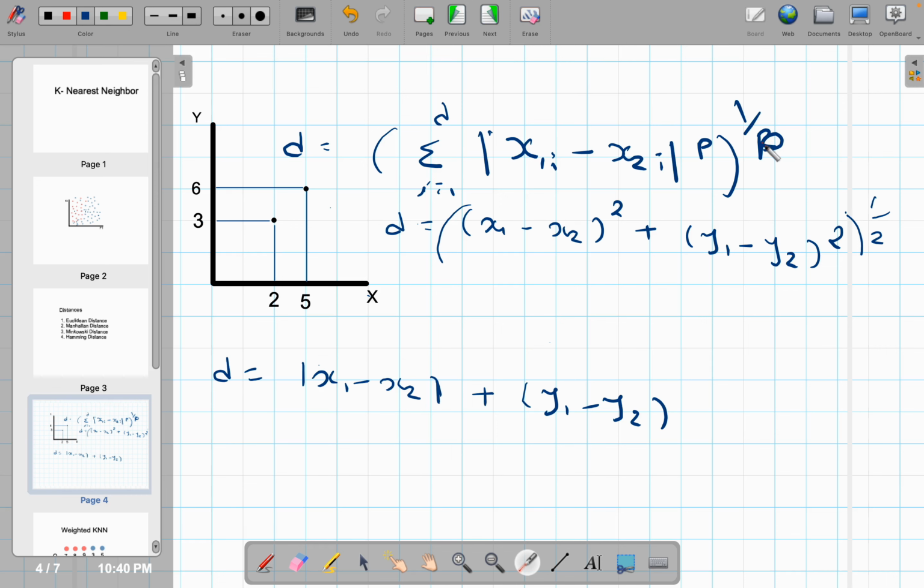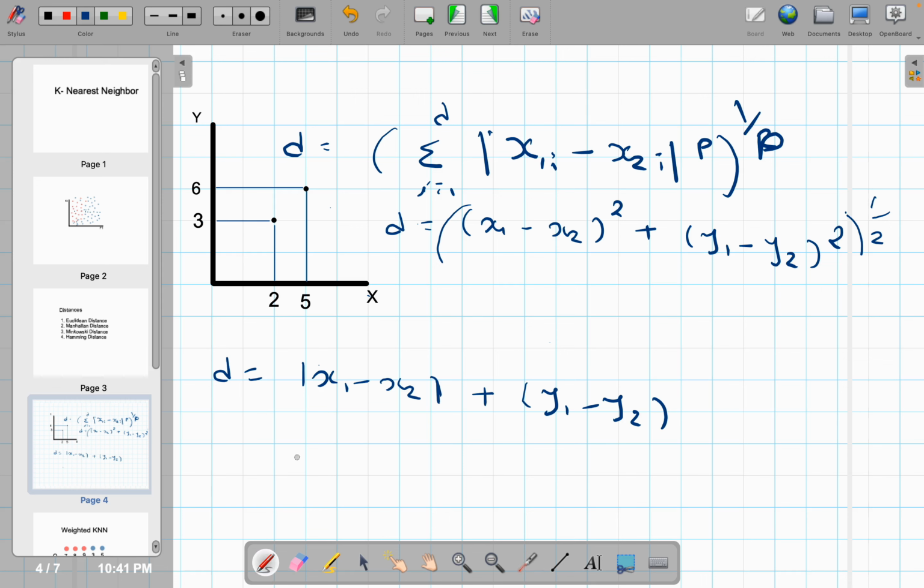So if you replace p by 2, it will be your Euclidean distance. If you put 1 instead of p, it will be your Manhattan distance. So you can put any number and it will generalize the formula. So you can say Minkowski distance is the generalized formula of Manhattan and Euclidean distance, right?